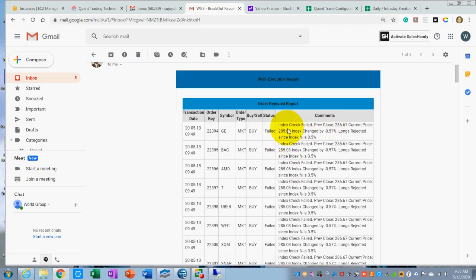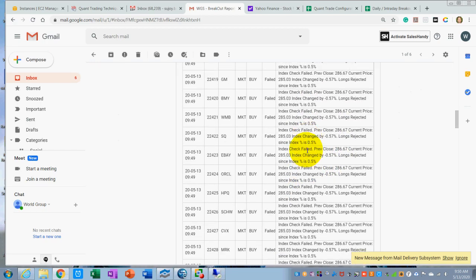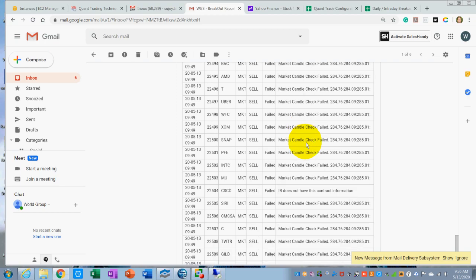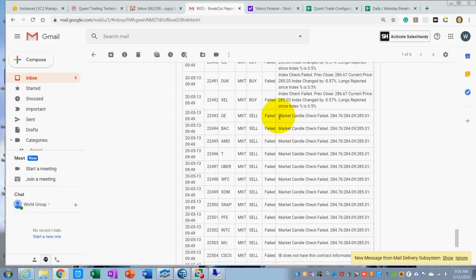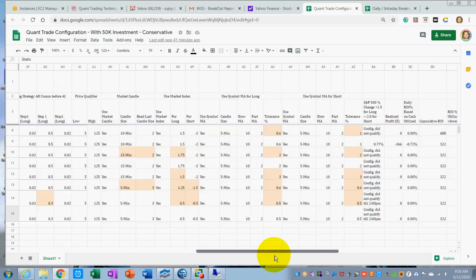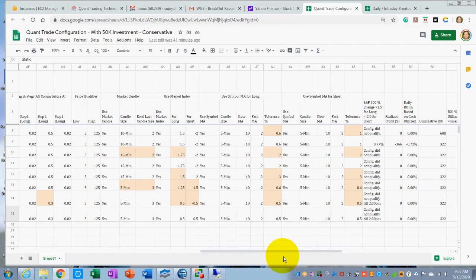Index check previous close was, index check is minus 0.57%, long rejected, of course. Index change is 0.75%, minus 0.57%. So it should be looking only into shorts. So let's see what happens on the short side. It seems like the market candle failed. Okay, good. So it seems like the ratio between the two, which we are talking about in the strategy, although the market qualified, the tolerance part of it did not qualify yet.